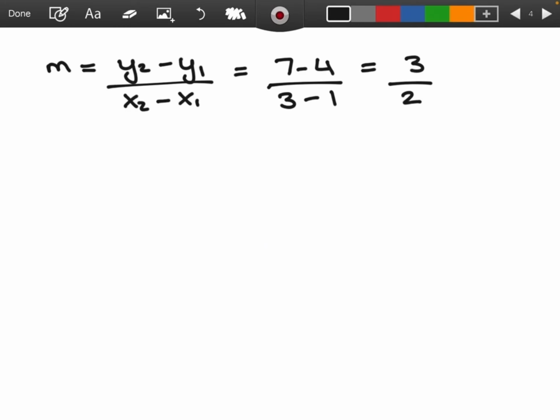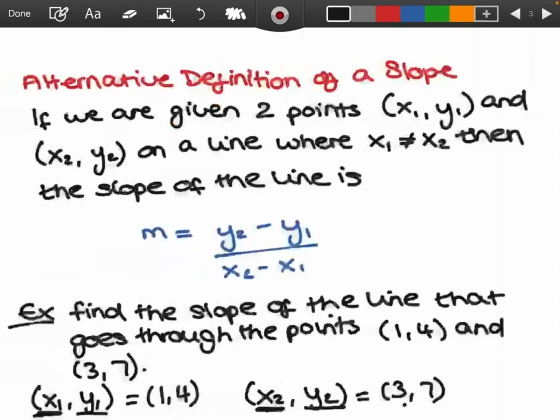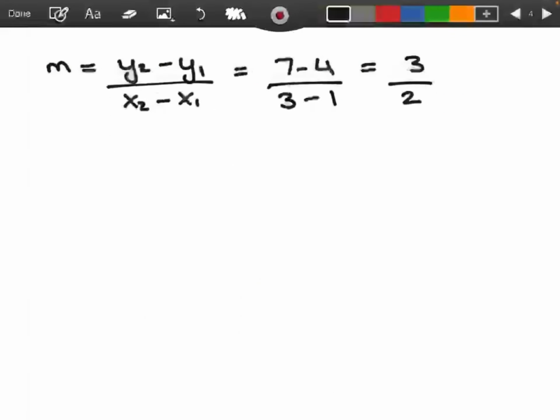Okay. It doesn't matter which way around you have chosen your points, so whichever coordinates you have picked. So I could have said that x sub 1, y sub 1 was 3, 7, and x sub 2, y sub 2 would have been 1, 4. That's fine. If you would have done that, you would have had negative 3 divided by negative 2. The negatives would have cancelled out and you would still end up with 3 over 2. Okay, so it really doesn't matter which way around that you would have put this.